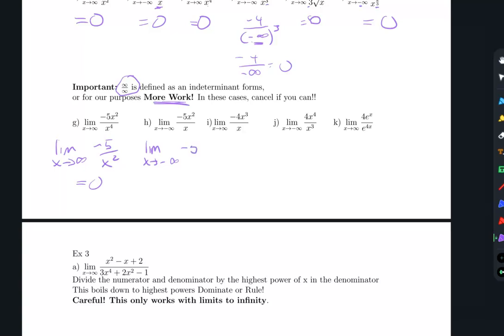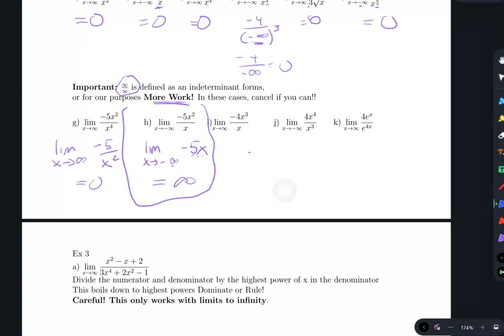This one here, again, remember to write the limit down every single time. Cancel an x, so I get negative 5x. Oh, I'm plugging in negative infinity in here. So I'd have a negative 5 times a negative infinity. That would give me a positive infinity. So in this case, the sign matters, right?